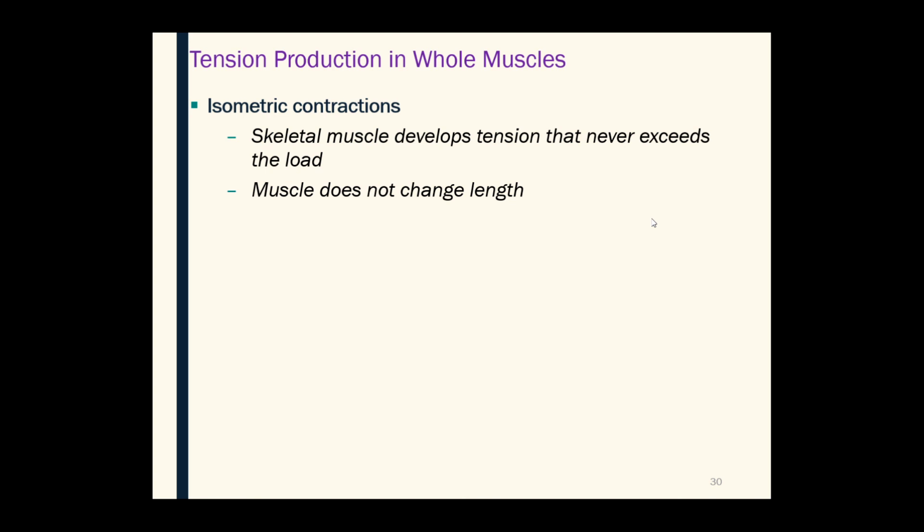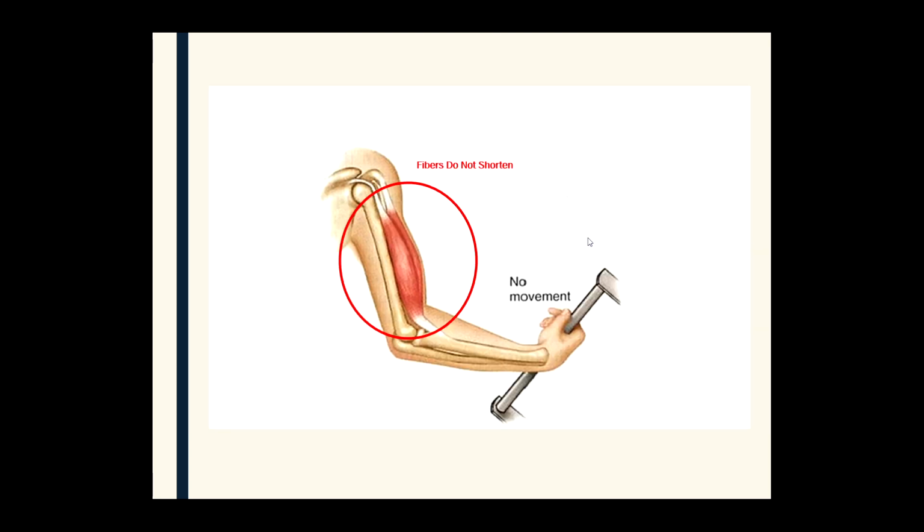The other type of muscle contraction we get is when a muscle contracts, but there's no movement. The muscle doesn't change its length. This is known as an isometric contraction, right? The skeletal muscle develops tension that never exceeds the load. The load is so great that we don't produce movement. And for those of you that do planks, and I'll show you a picture in a moment, when you're doing a plank, you're doing an isometric contraction.